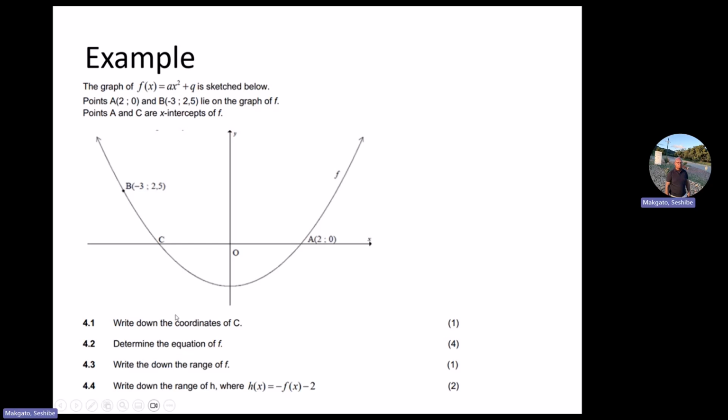Determine the equation of f. The point A and the point B lie on the graph of f, and now you might be able to calculate it. Once you've got C as (-2, 0) and A as (2, 0), these are the factors, and we know that this is a difference between two squares.